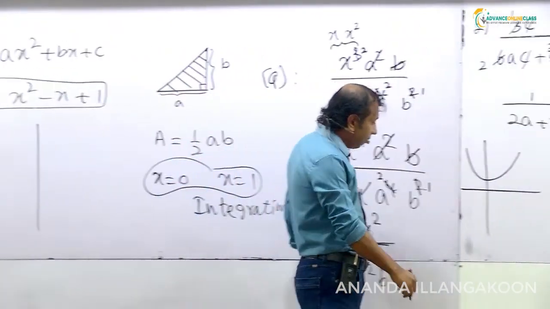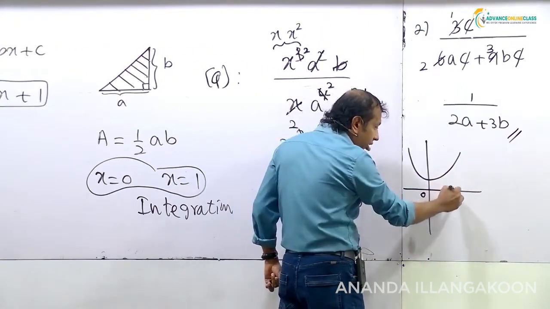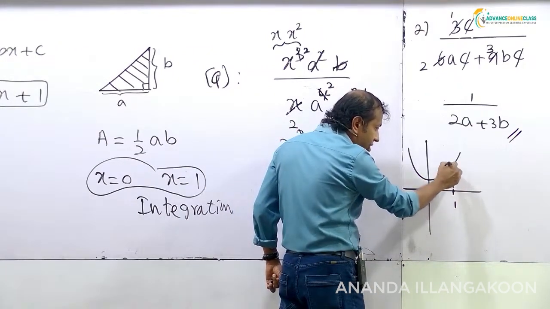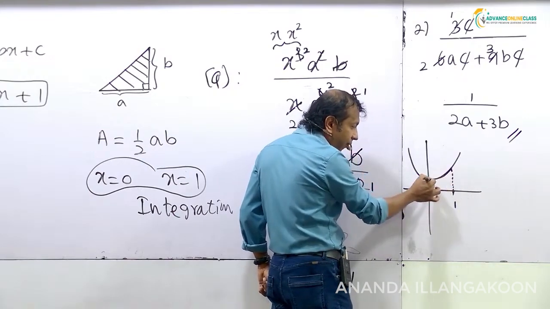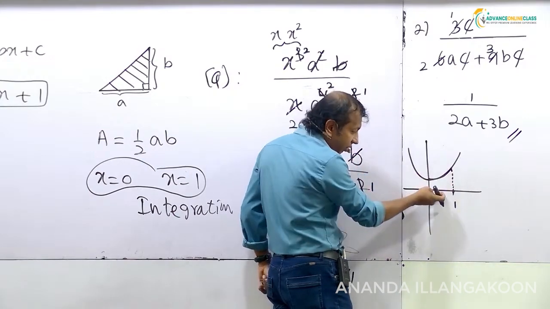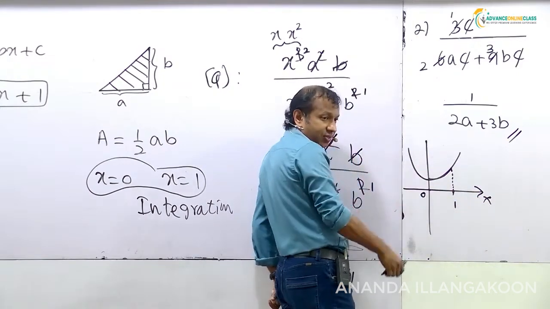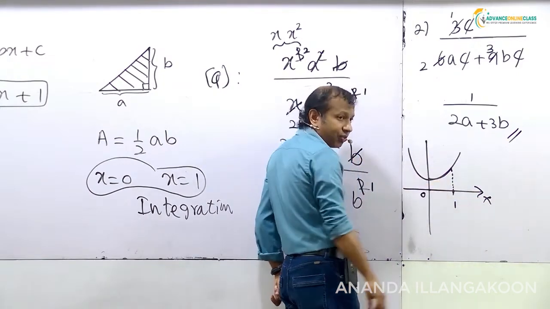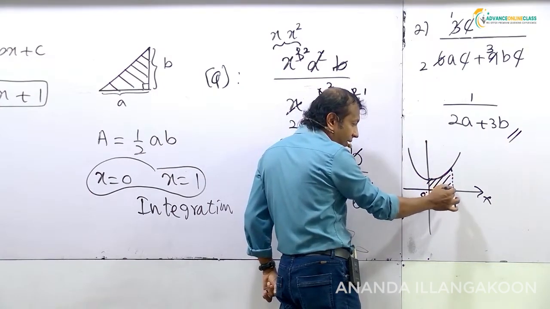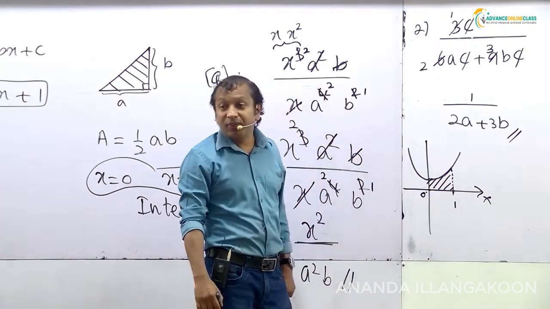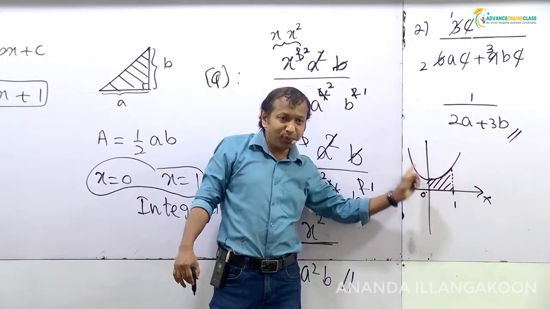Now you can see, x equals 0 here, x equals 1 here. If I draw the vertical line x equals 1, from 0 to 1 the graph is this. Below the graph, above the x-axis, this is the x-axis, between these two values of x, 0 and 1, this is the area. Now think here: to identify this area, first of all we must draw this graph, no?